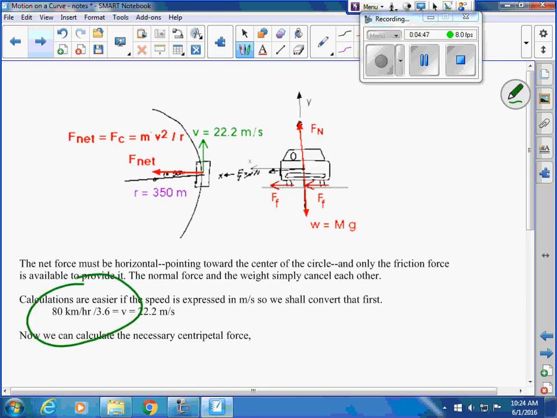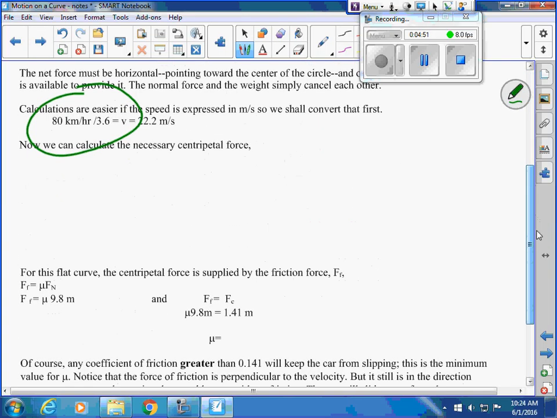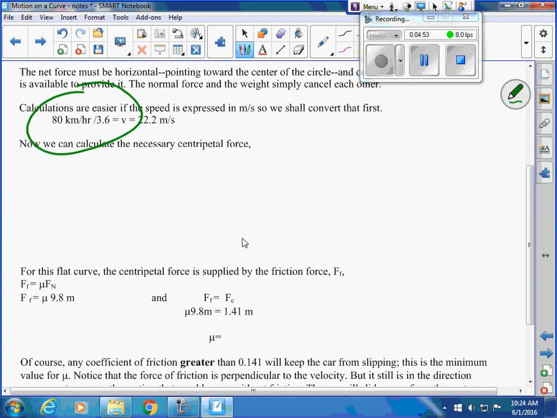And now we're going to calculate the necessary centripetal force. And you guys actually have the answer, or so do I? Do you have something in here? Yes, you guys do and I don't. That seems wrong.